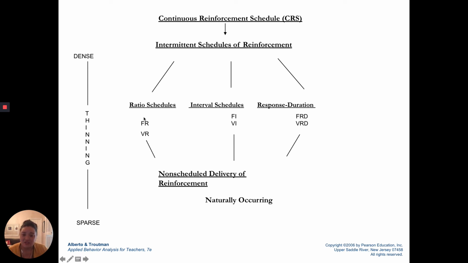So I'm going to thin it using a fixed ratio schedule of 5, because Sarah raises her hand a lot now, and I can't call on her every single time because I need to give my other students opportunities to respond. So I tell myself, I'm going to call upon Sarah, or reinforce Sarah, for raising her hand every 5th time she raises her hand. So that's an FR5, a fixed ratio of 5.